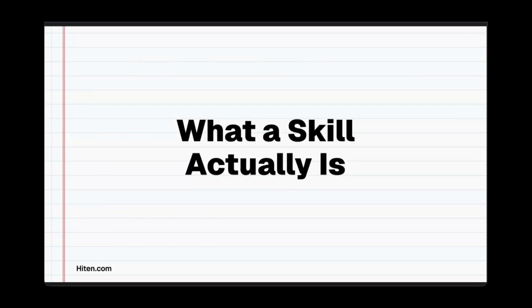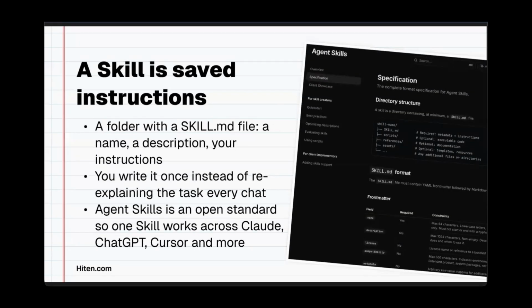I'm just going to start with the basics: what a skill actually is. My explanation of what a skill is, is that it's essentially saved instructions. With at least the agent skills open standard that exists, it's basically a folder with a file, a name, a description, and your instructions. That's the simplest basic form of it. So it's written instructions that AI can use, is a really good way to say it.